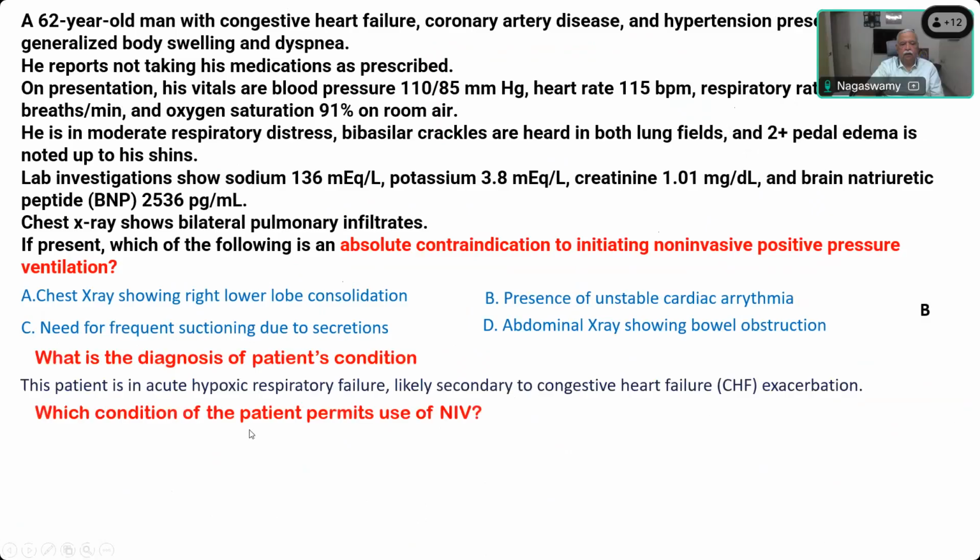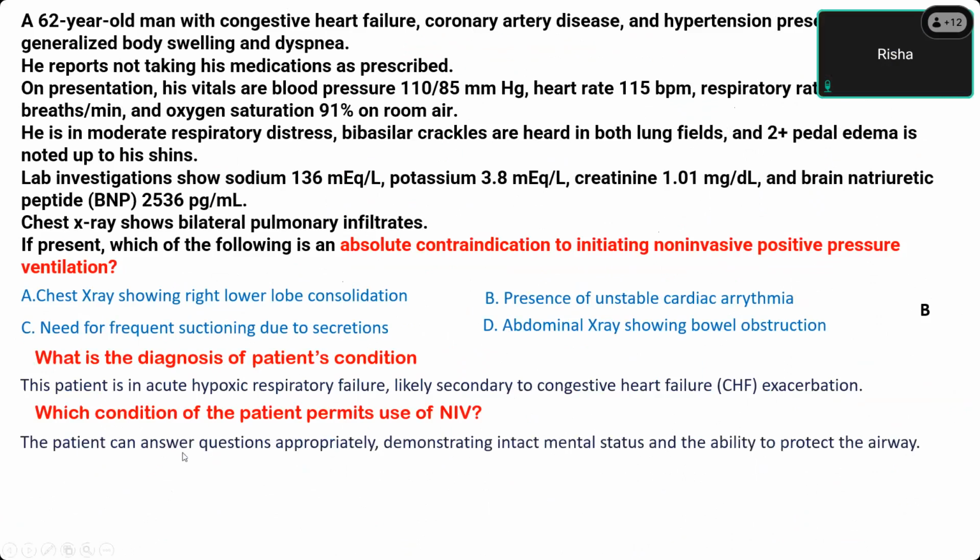What condition of the patient permits use of non-invasive ventilation? Normally, non-invasive can be tried in what type of patients? The conscious, oriented. Patients can answer appropriately, demonstrating intact mental status and ability to protect airway. This is very, very important before you think of NIV.